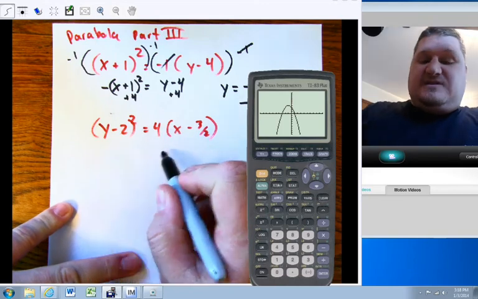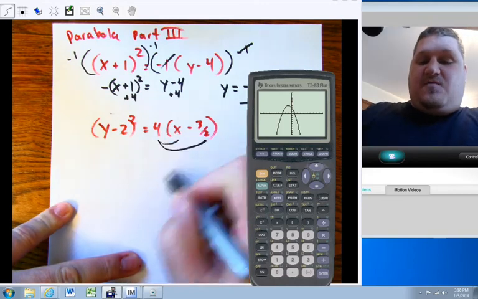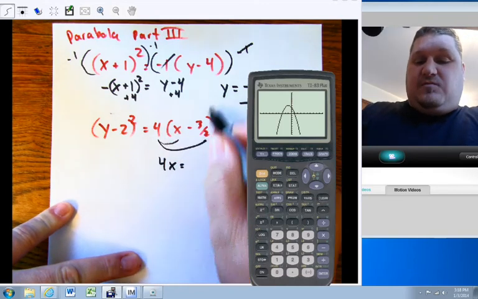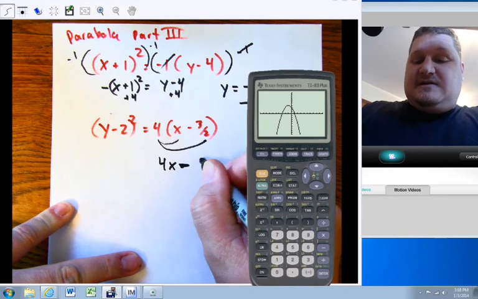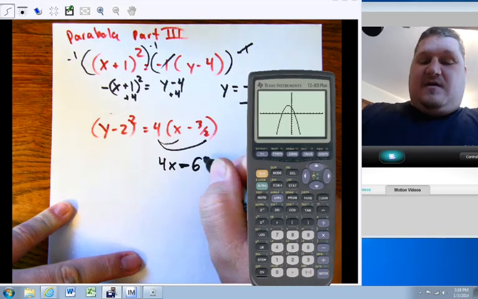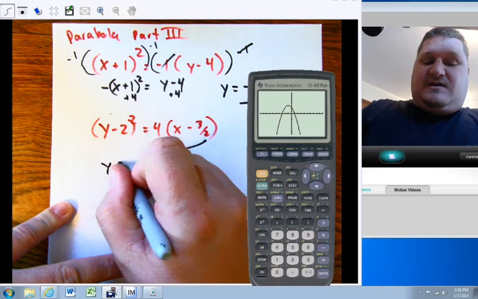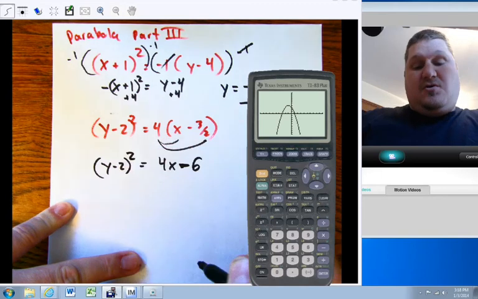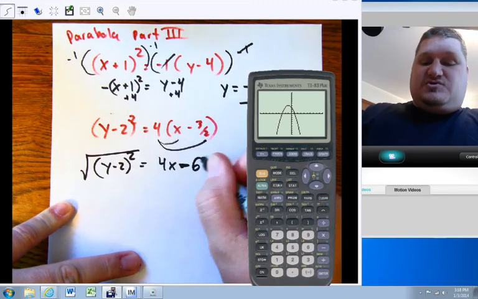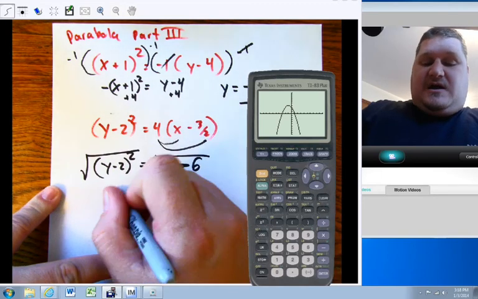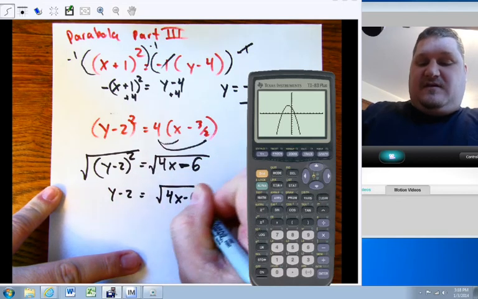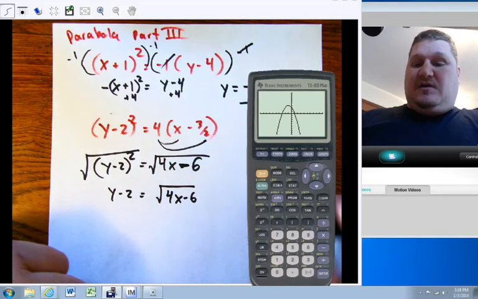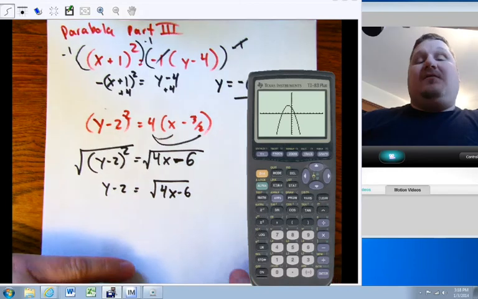So the first thing I'm going to do is give away the 4. 4x equals, and we come back to, not equals, I'm sorry, minus 6. Now, that equals y minus 2, the quantity squared. So I'm going to square root both sides. I come up with y minus 2 equals the square root of 4x minus 6. Starting to get ugly already, but that's all right.